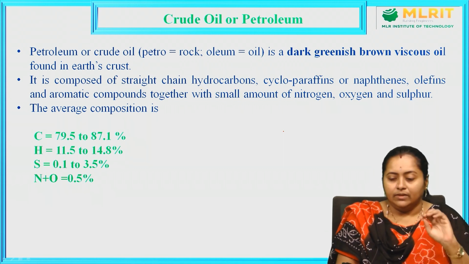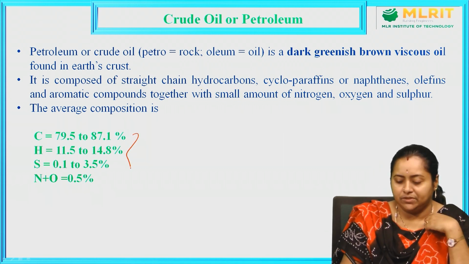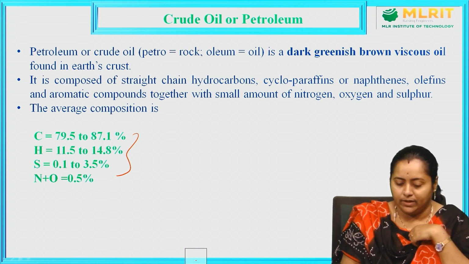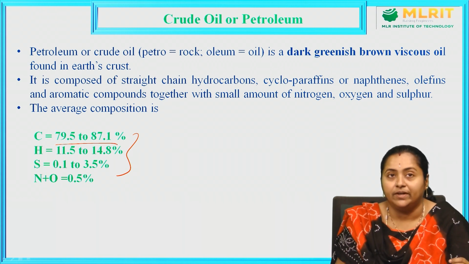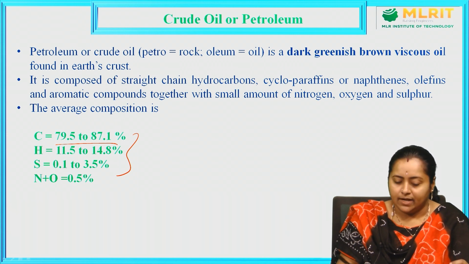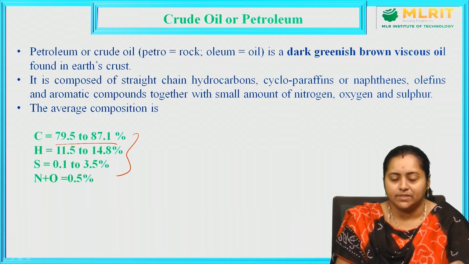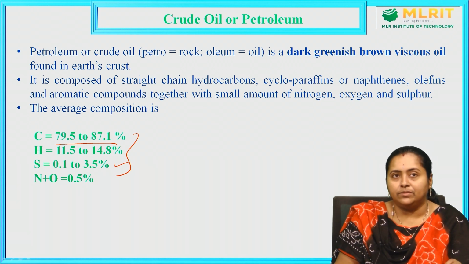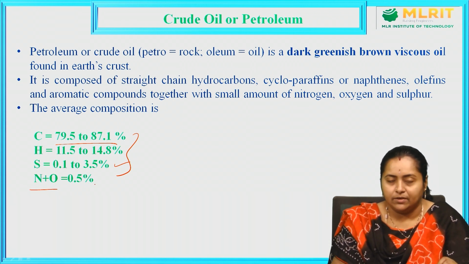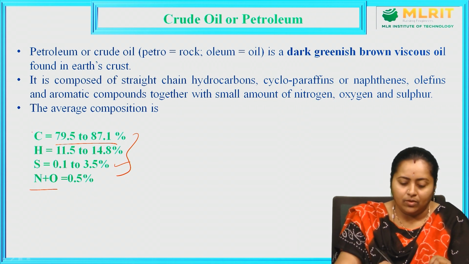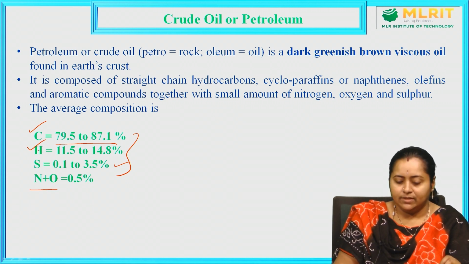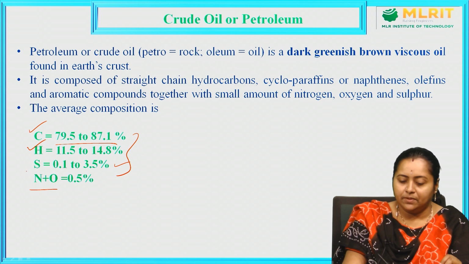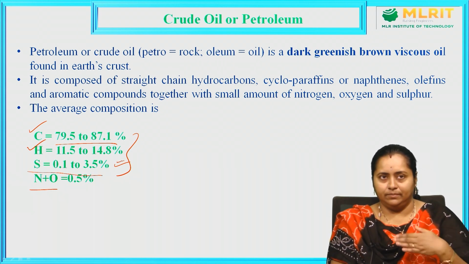If you notice the chemical composition, or average composition, of petroleum or crude oil, it will have carbon with an average percentage of 79.5 to 87.51%, hydrogen of 11.5 to 14.8%, sulfur of 0.1 to 3.5%, and a mixture of nitrogen and oxygen in elemental form, with the remaining amount being 0.5. Among all these, carbon is the major component, the second major component is hydrogen, and the remaining are all trace amounts. There is also a permissible limit value for sulfur during purification.